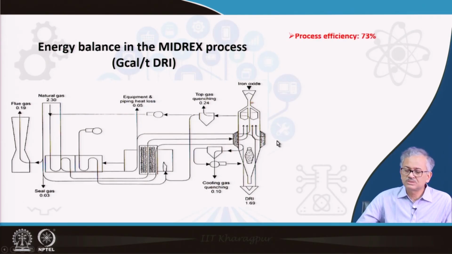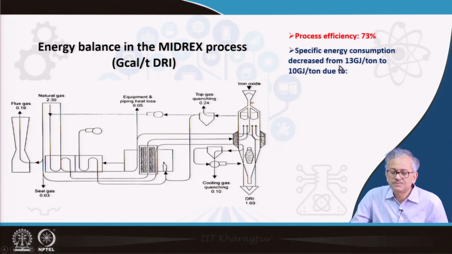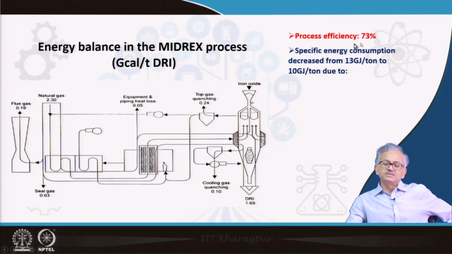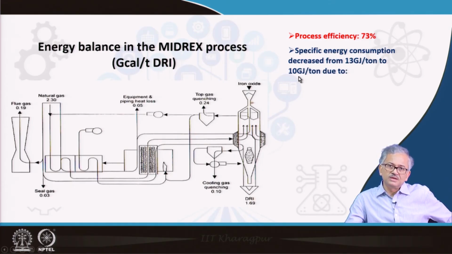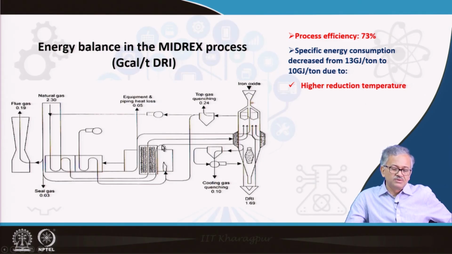Okay. So, the process efficiency is around 73%, and specific energy consumption is decreased from 13 gigajoule per ton to 10 gigajoule. Also, initially the Midrex was 13, now it has decreased to 10 gigajoule because of higher reduction temperature, because of off-gas preheating of the reforming, and then you can get a very high gas temperature when it is entering at high temperature.